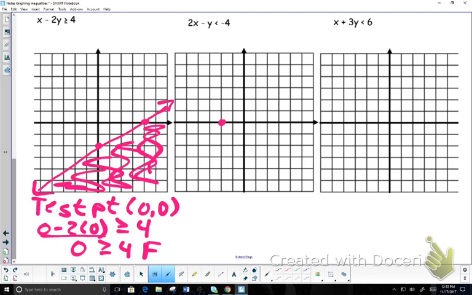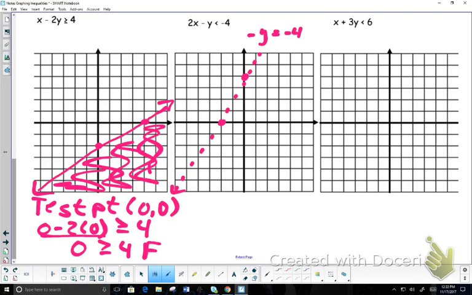Then I've got what? I cover up my 2x and I got negative y equals negative 4, so what is y? I'm going to write that down just to help you out. Negative y equals negative 4, so y equals 4. 1, 2, 3, 4. 2 points, solid or dash? Dash. Okay, so I'm going to draw my dash line.